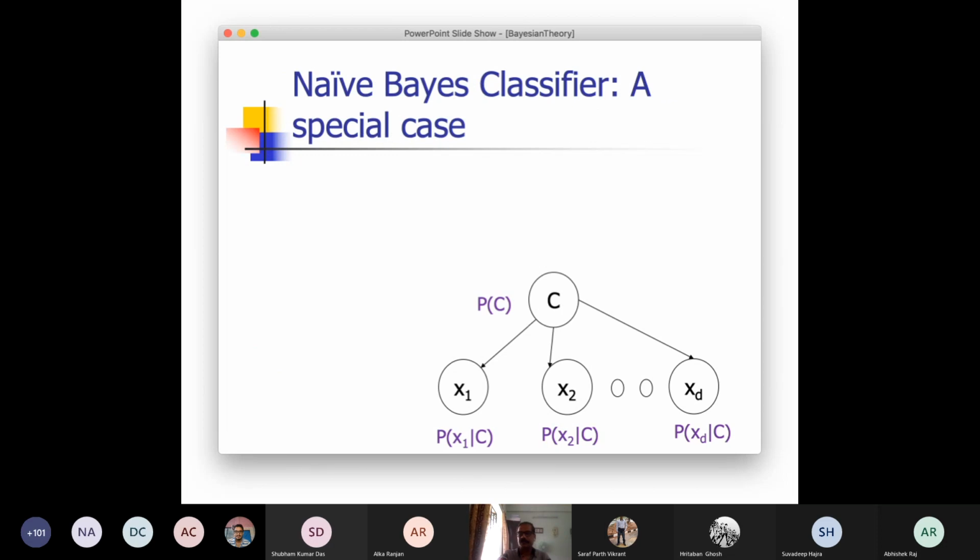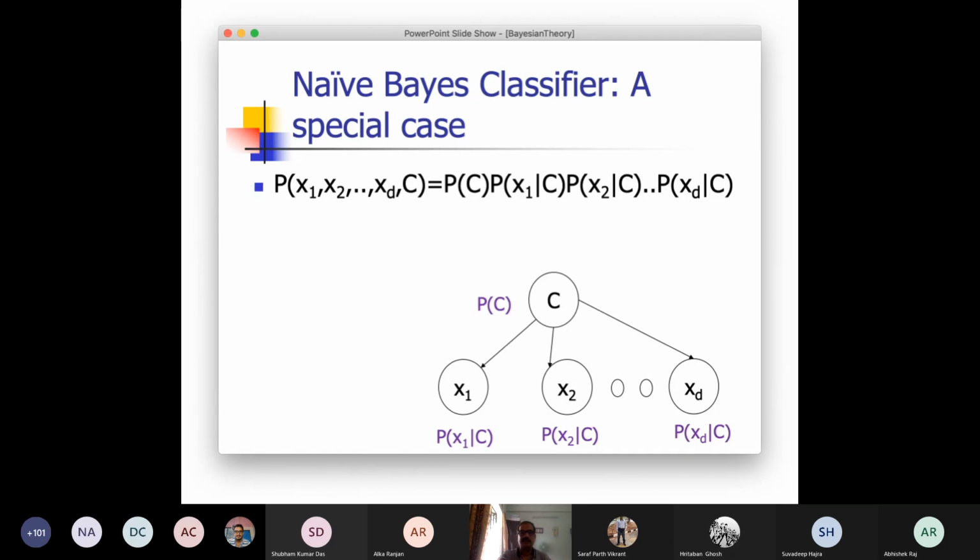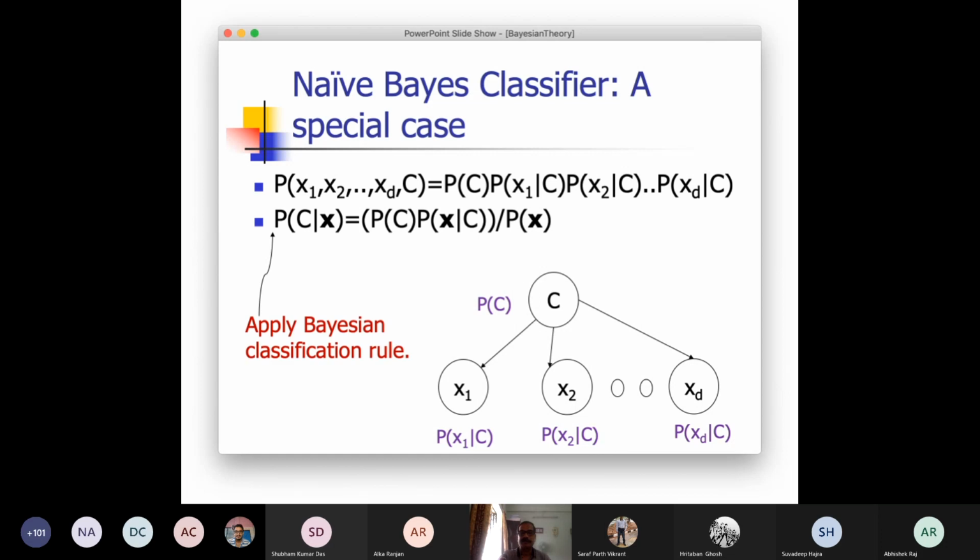Just before I stop today, I want to draw your attention to the fact that the naive Bayes classifier is also a special case of a Bayesian network. Here you can see that every class has a marginal probability, and all the other attributes, the random variables, are conditionally dependent on this class only, and they are all conditionally independent among themselves. In this way, you can compute the joint probabilities, and apply that for computing the posterior also.